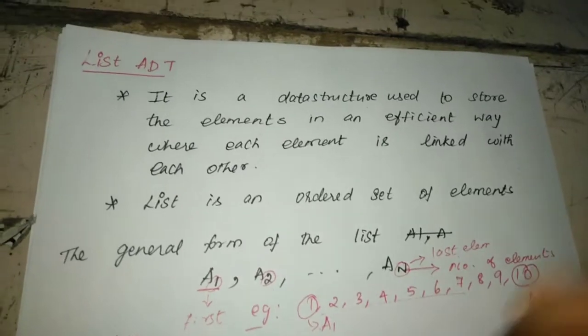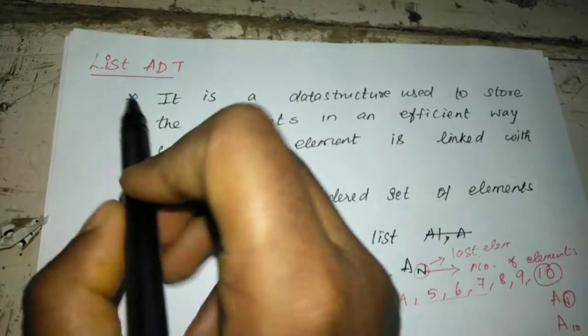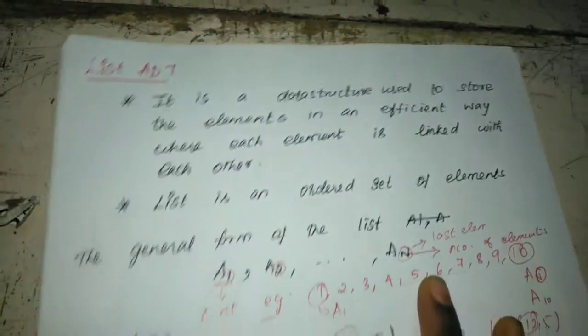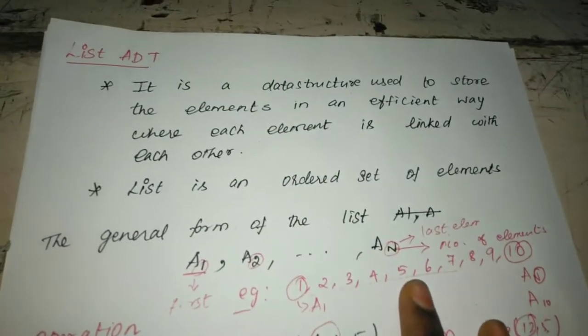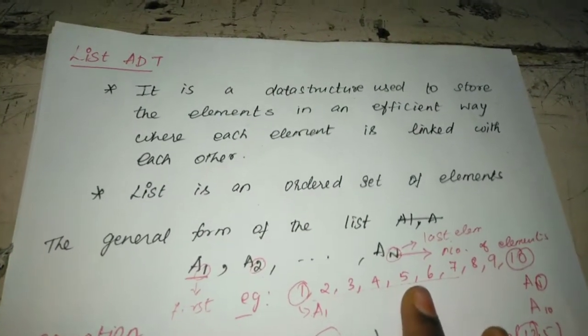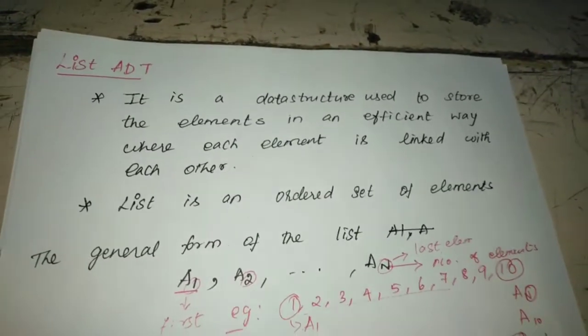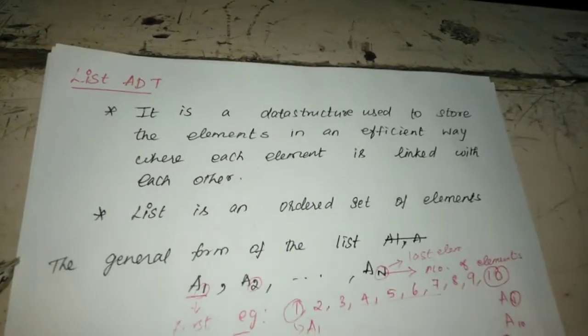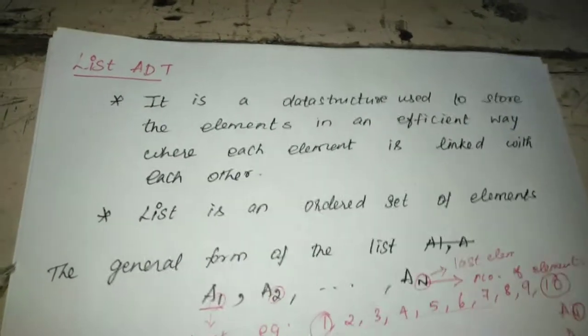Hi everyone, today we are going to see about List ADT. List ADT is a data structure used to store the elements in an efficient way, where each element in the list is linked with each other. So there will be a set of elements, and all the elements will be stored in such a way that they can be retrieved easily. That is called List ADT.